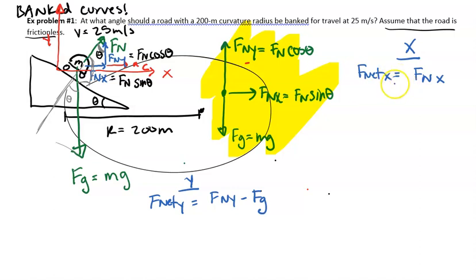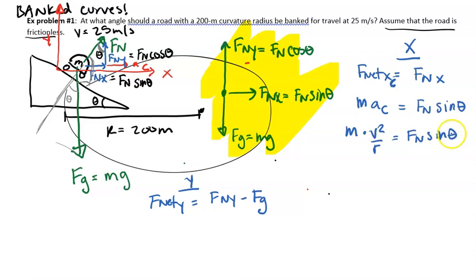Okay, so after you've thought a little bit, Fnetx. It's moving in a circle in the x direction, so let's call that Fnetxc. That is going to be mac, which for Fnx we said was Fn sine of theta. ac is, we know, v squared over r, equals Fn sine of theta. Our goal in the end is to find theta. This is a problem with numbers, so we should get a number. We don't know enough. We know radius and v, but we don't know m or Fn. Okay, let's come back to that.